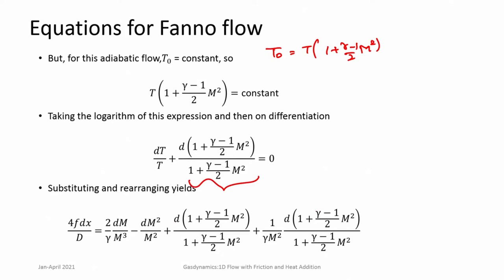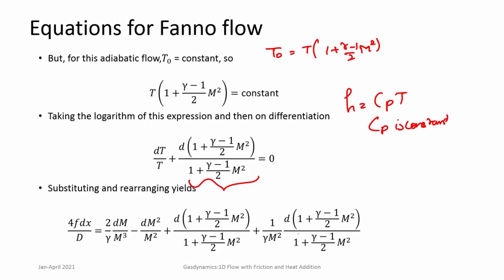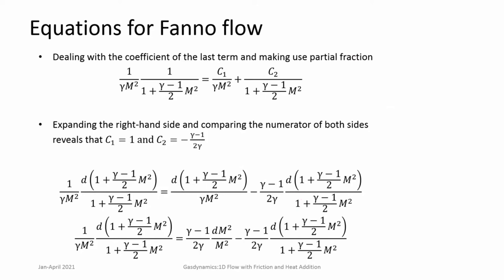And now this is expressed entirely in terms of Mach number. Of course, in this particular formulation the calorically perfect gas assumption is taken. So, we are saying that h is equal to CpT, where Cp is constant. That is why we are able to do all these calculations or changes, and we can get a closed form solution. And to get the closed form solution, we have to express this term, 1 by gamma M square, or all these terms, in terms of partial fractions.